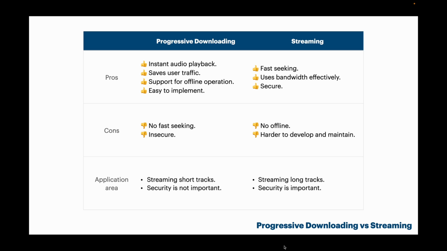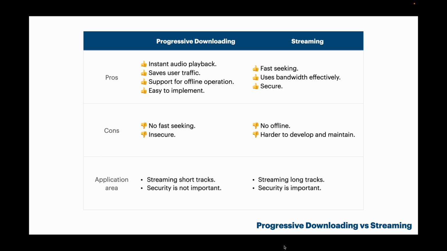Let's discuss the pros and cons of each approach. Progressive downloading provides instant audio playback. The track starts as soon as the first chunk is downloaded. Users' traffic savings. Files are downloaded once and can be cached for later use. Support for offline operations. Files are stored on the user's device.